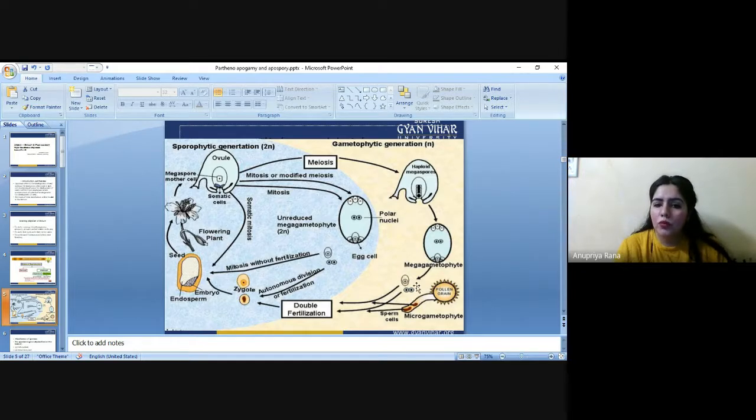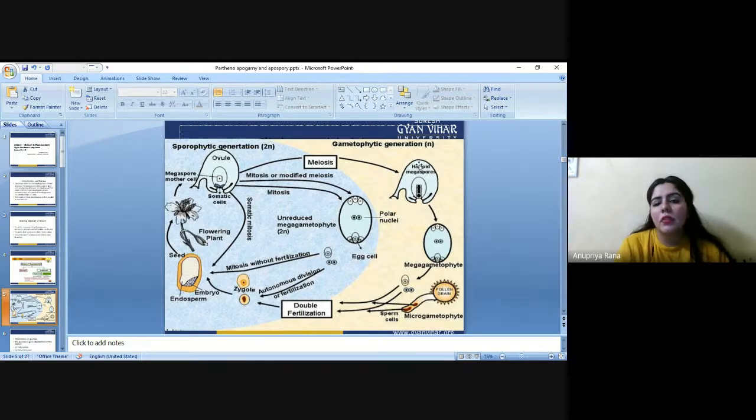They get fused, double fertilization happens. Hence, the product will be formed in the case of zygote, and the zygote will be converted into the embryo. So this is the very basic, or you can say the fundamental process by which plants get reproduced. This is called sexual reproduction.